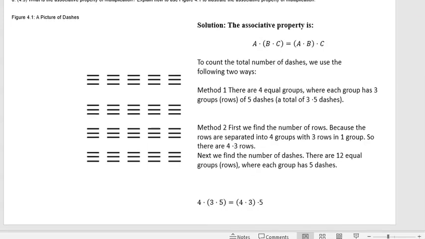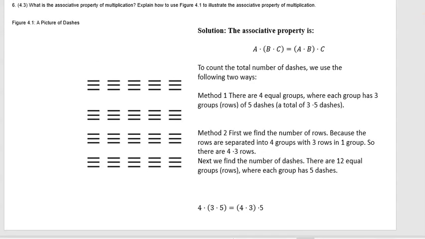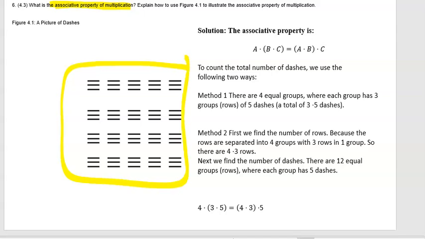In this problem, we're going to look at the associative property of multiplication. We are going to use two different ways of counting the total number of dashes in this group to demonstrate the associative property. So first of all, we need to answer: what is the associative property?